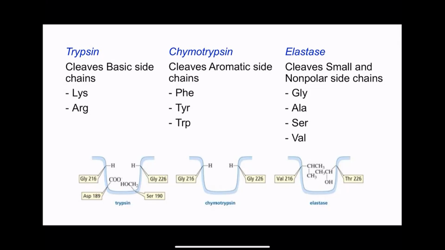And then chymotrypsin will cleave aromatic side chains. So these are phenylalanine. Also, guys, I don't remember my amino acids. So yes, these 3. And then elastase will cleave these 4. And you'll see elastase on your problem set this week. Hint, hint, wink, wink.